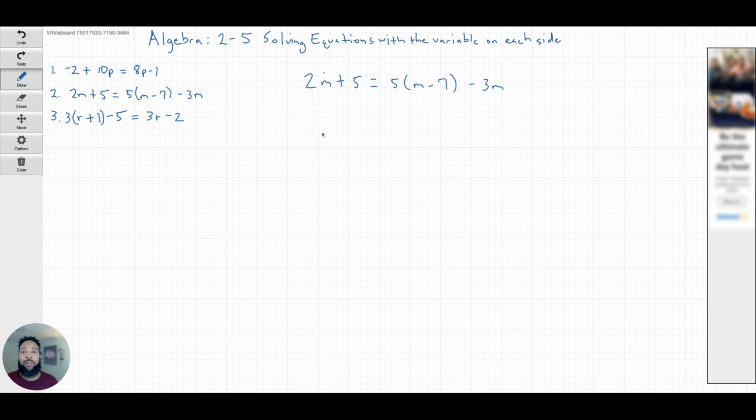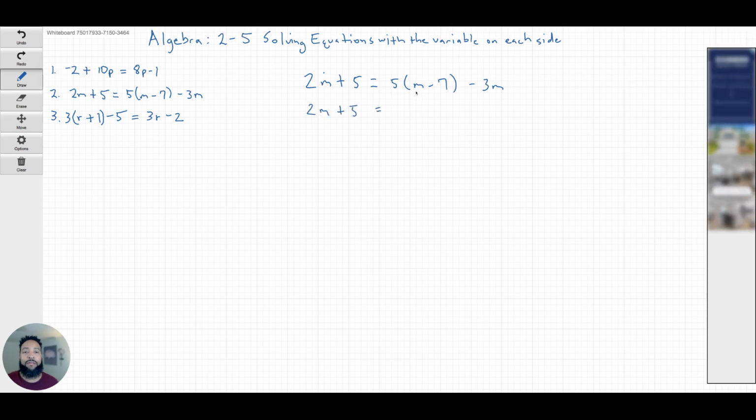So we have to do a little bit of work here. We need to distribute to make sure we know what we're looking at. So we have 2m plus 5 equals 5 times m, which is 5m. And when we distribute, we have 5 times a negative 7, which is minus 35. And then we have minus 3m. So now we have 3 variables that we're looking at, a 2m, a 5m, and a 3m.